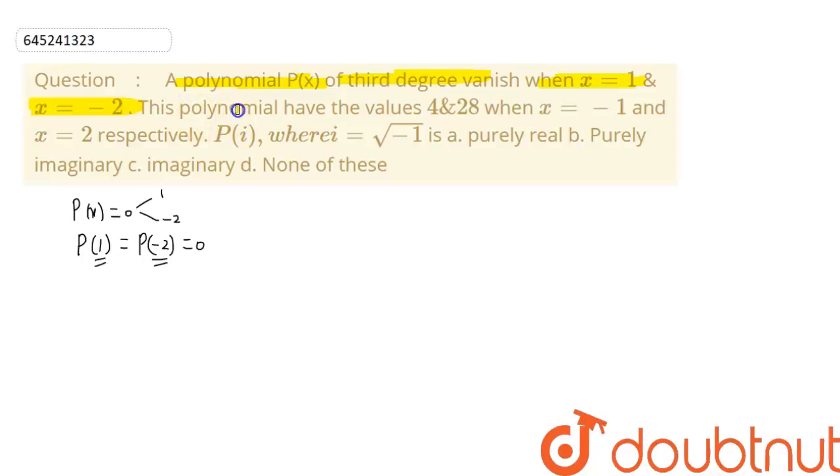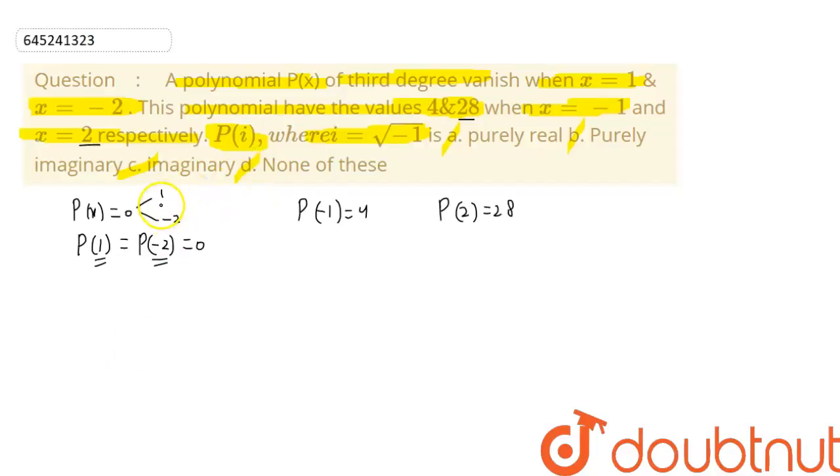Now it is also given that this polynomial has the values 4 and 28 when x becomes equal to minus 1 and when x becomes equal to 2 respectively. So here we are given that p of minus 1 is 4, and we are given that p of 2 is 28. Now in this question we need to predict the value of p of i, where i is iota, that is under root of minus 1. And we need to predict whether p of i is purely real or purely imaginary, or it is imaginary, or it is none of these options.